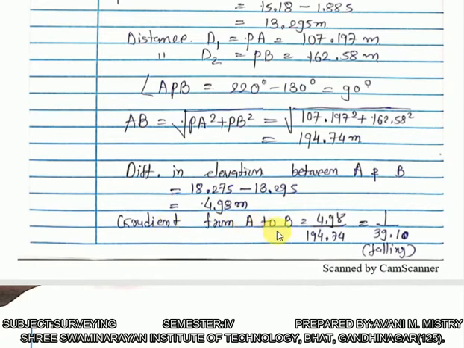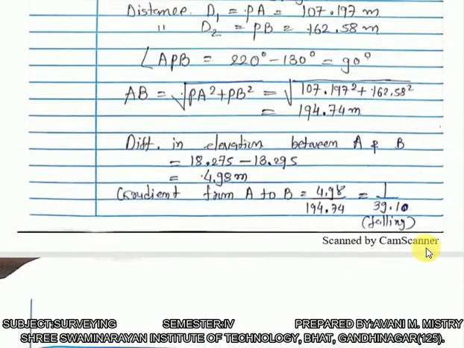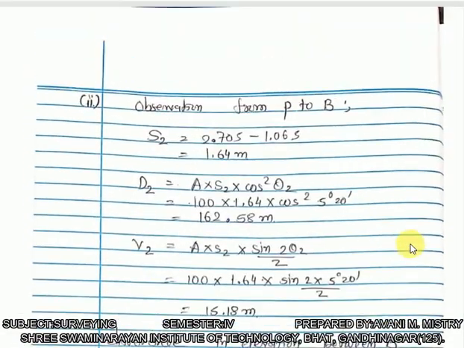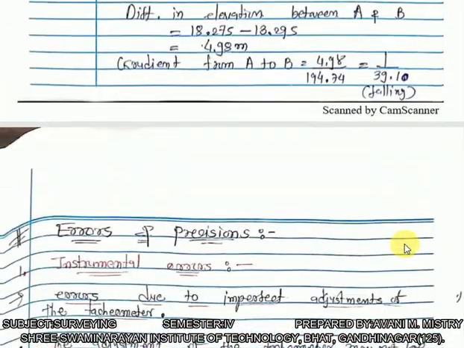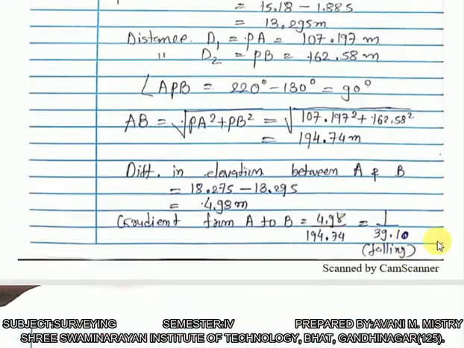Gradient from A to B is the difference in elevation between A and B divided by the distance AB. 4.98 divided by 194.74 is equal to 1 divided by 39.10. Here the RL of A is higher than the RL of B, therefore we get the following gradient.